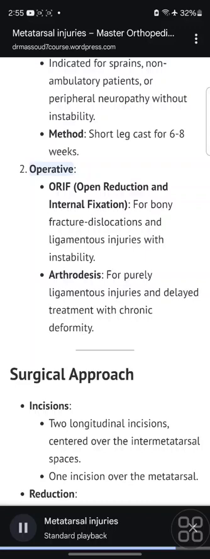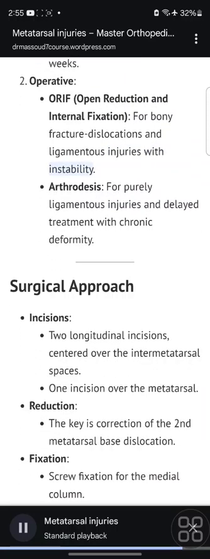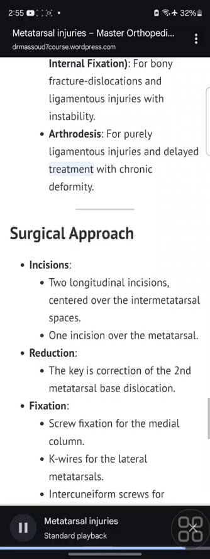2. Operative. ORIF, open reduction and internal fixation, for bony fracture dislocations and ligamentous injuries with instability. Arthrodesis, for purely ligamentous injuries and delayed treatment with chronic deformity.